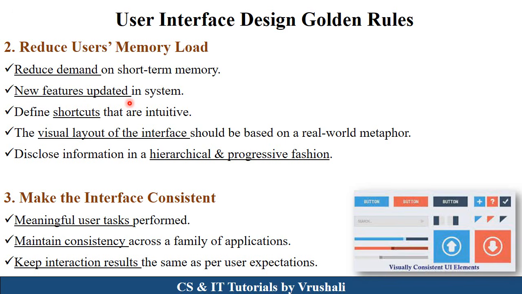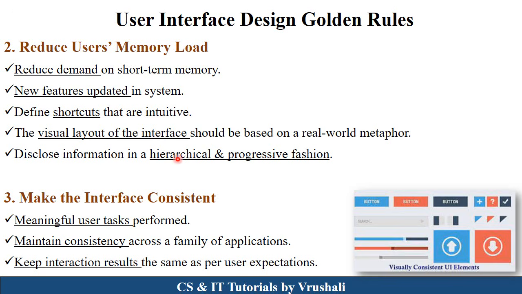Next, new features are updated in the system. Then shortcut keys are there. Then the visual layout of the interface. The visual layout or graphical user interface is the most attractive, which means users easily understand it and are attracted towards the particular application. The best example is a gaming application. All the users are attracted towards those apps, right?